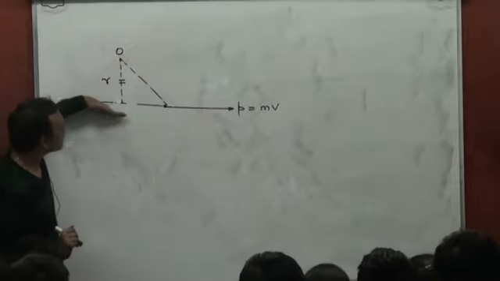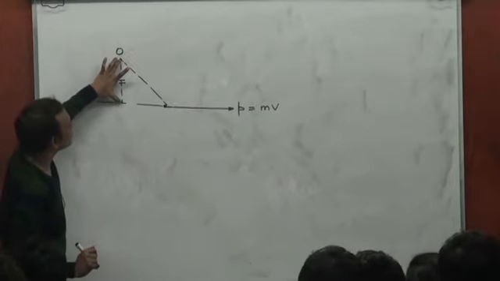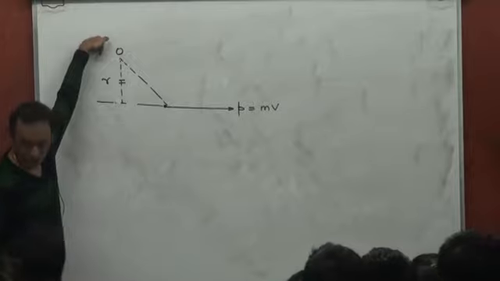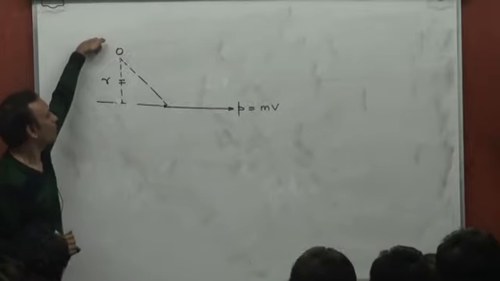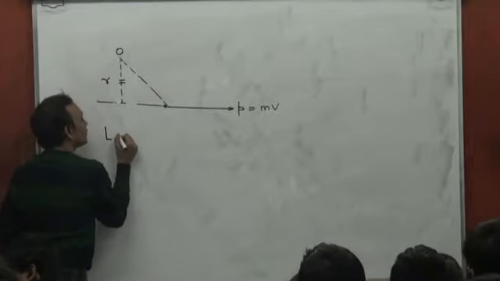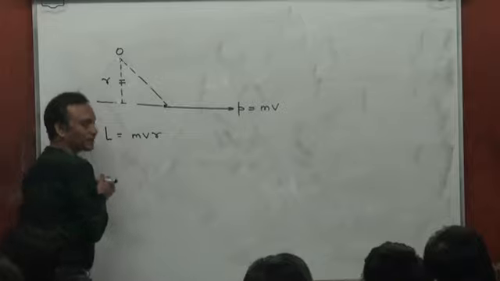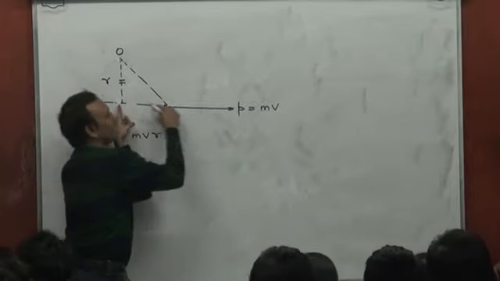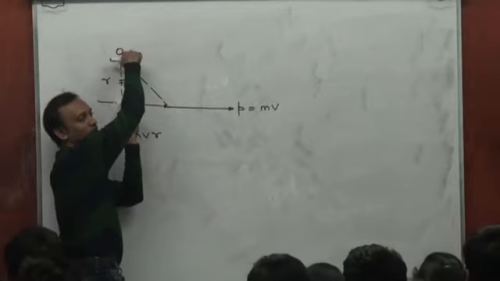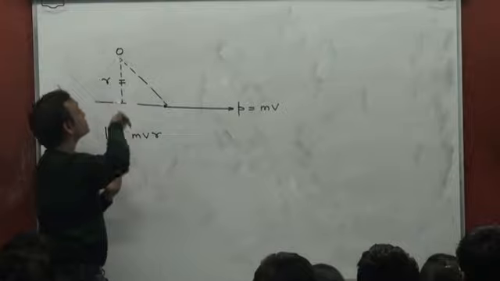So this was mv, and the line of action of mv was at a distance r from the proposed point O. Now, the magnitude of the angular momentum, once again, will be mv into r. Magnitude of the linear momentum into the perpendicular distance of the line of action of linear momentum from the point O. That's the magnitude of the angular momentum.